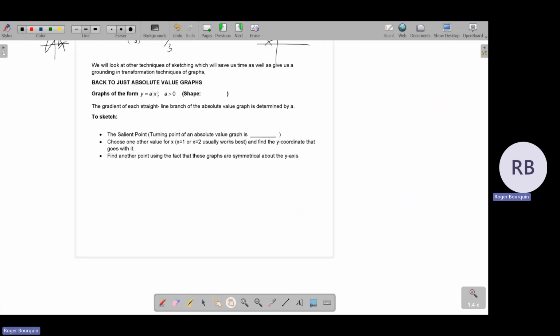Right. Let's have a look here. We will look at other techniques of sketching graphs which will save us time as well as give us a grounding in transformation techniques of graphs. Back to absolute value graphs.